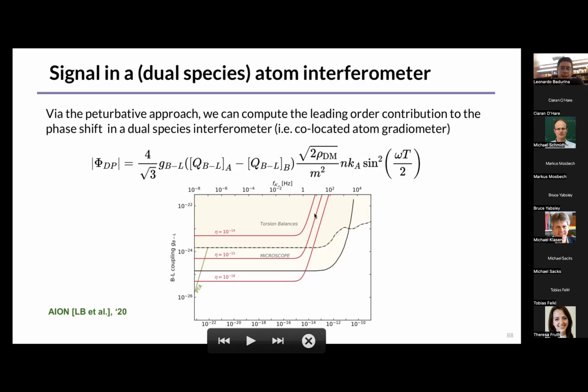And instead, there is a loss in sensitivity at higher masses as a result of the fact that this object here, the sine squared of omega t over 2, this quantity here will get smaller and smaller because the duration of the experiment is such that there is no longer a resonant enhancement of the signal.